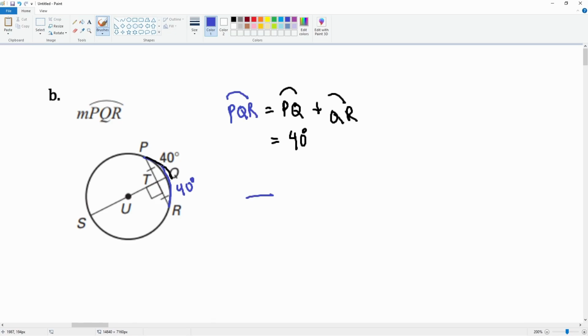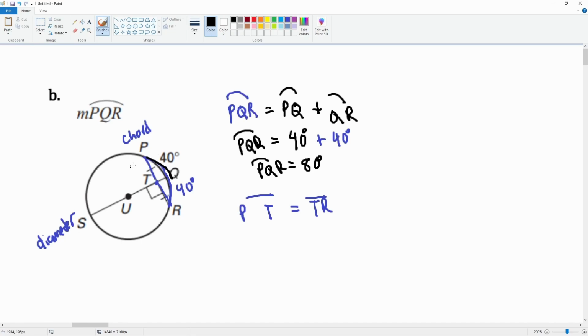Well, because PT is also equal to, let's say right here, TR. These two are congruent. These parts of the chords are congruent, and the arcs here are congruent because this is a diameter intersecting a chord. So if this is 40, this also has to be 40. So this is going to be 40 degrees. So there you go, you can come to that conclusion that the arc PQR is equal to 80 degrees. This is only possible because it is a diameter intersecting a chord.